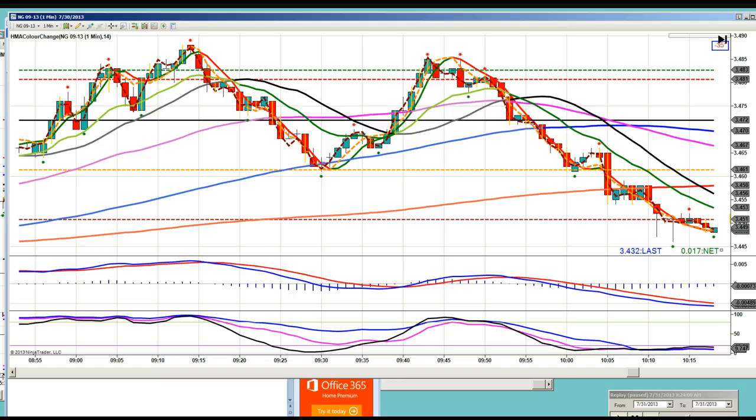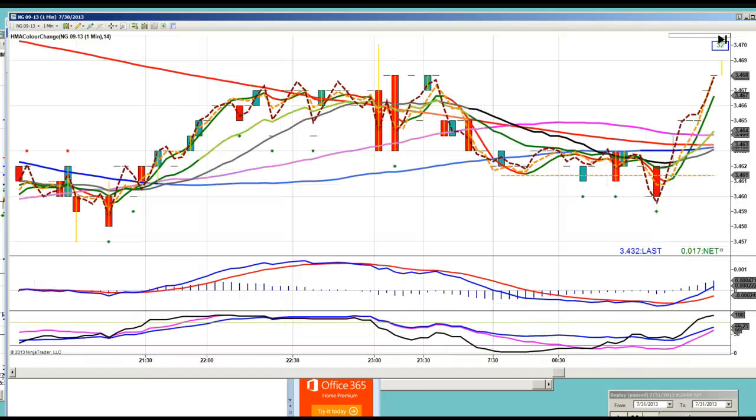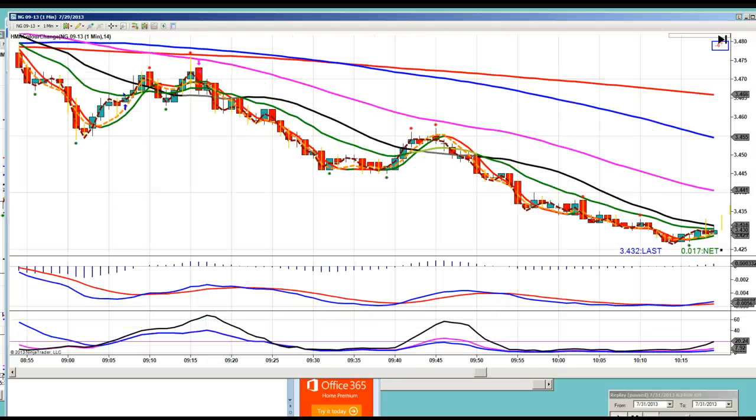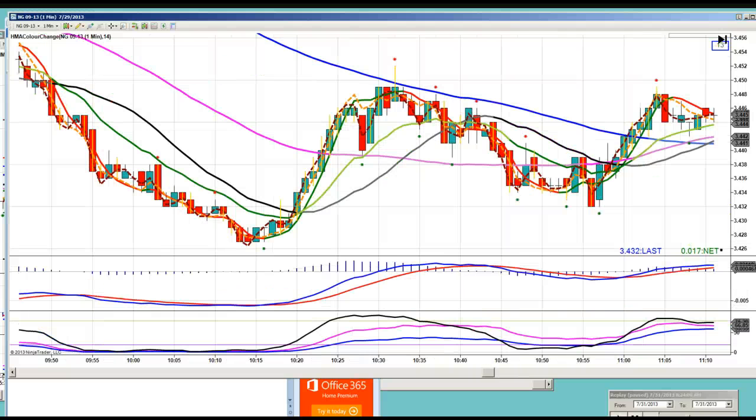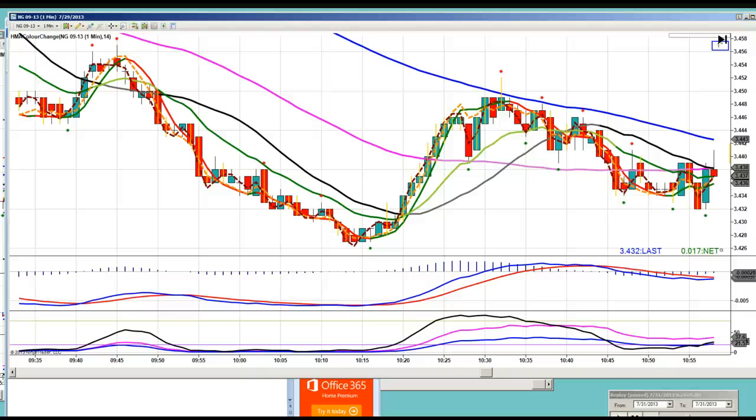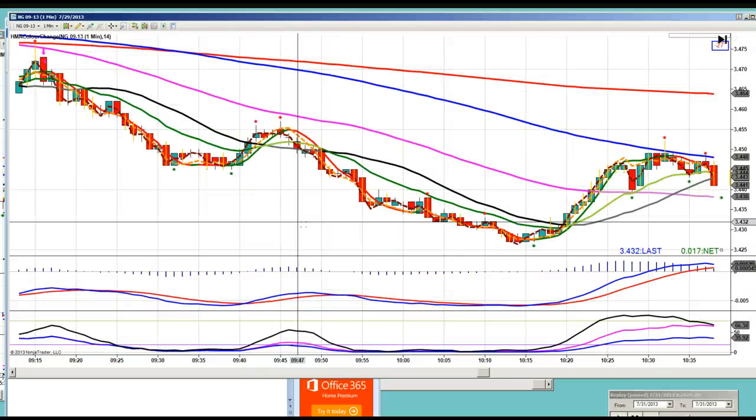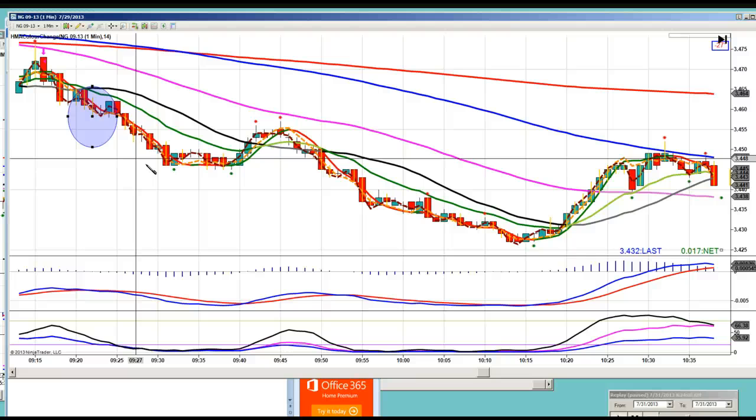Example here. This is an okay example. Basically what we're looking at is our trend trade, and the candles are moving away from the moving averages and going with the majority of the moving averages.